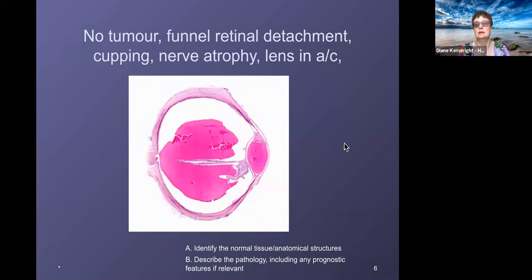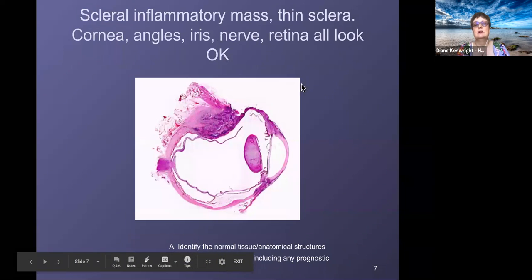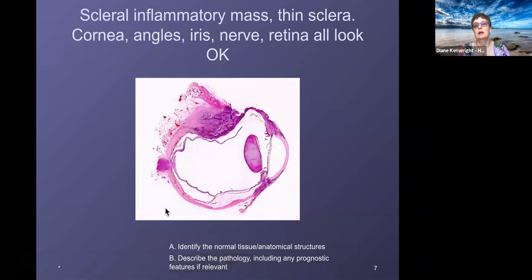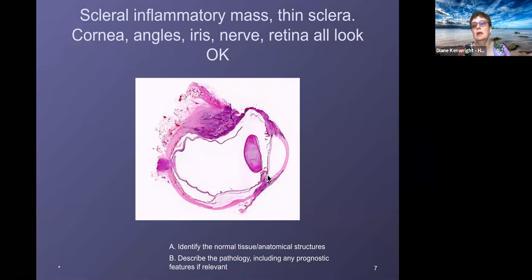Let's look at another example. Okay, so this is another globe. What do we see? So is there a tumor here? No, there's not. So let's have a look at this starting from the front to the back. What we've got is the cornea. The angles appear open. The iris, it's not a transpupillary section. It doesn't appear to be very flat. It's a bit wiggly. So it's probably not glaucoma. The lens is present but not displaced.